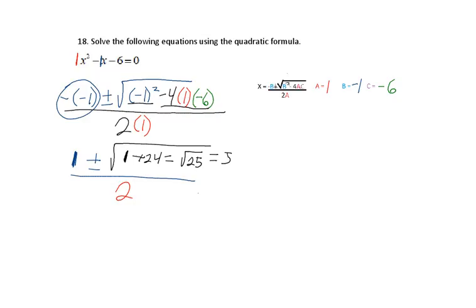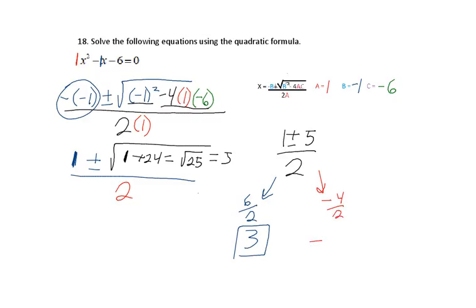So what you now have is 1 plus or minus 5 over 2. If you add, 1 plus 5 is 6, and 6 over 2 becomes 3. If you subtract, 1 minus 5 is negative 4, and negative 4 divided by 2 is negative 2. Those are your answers.